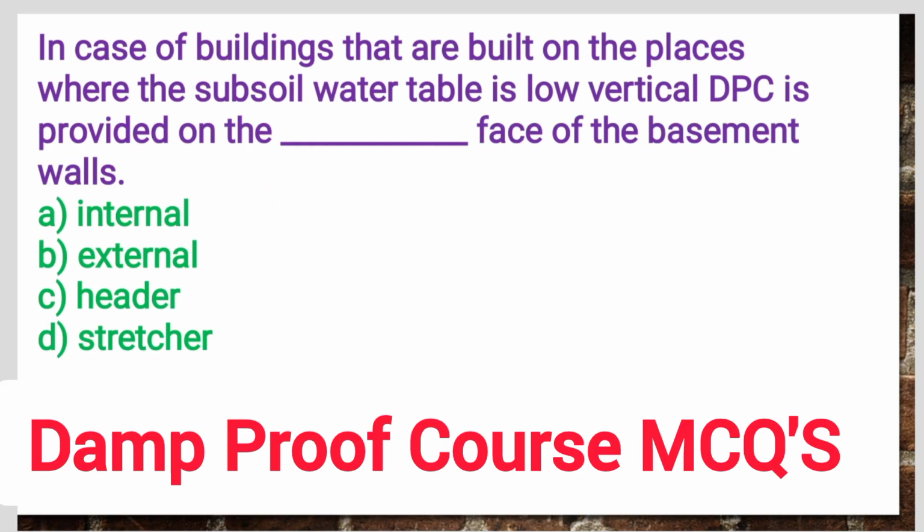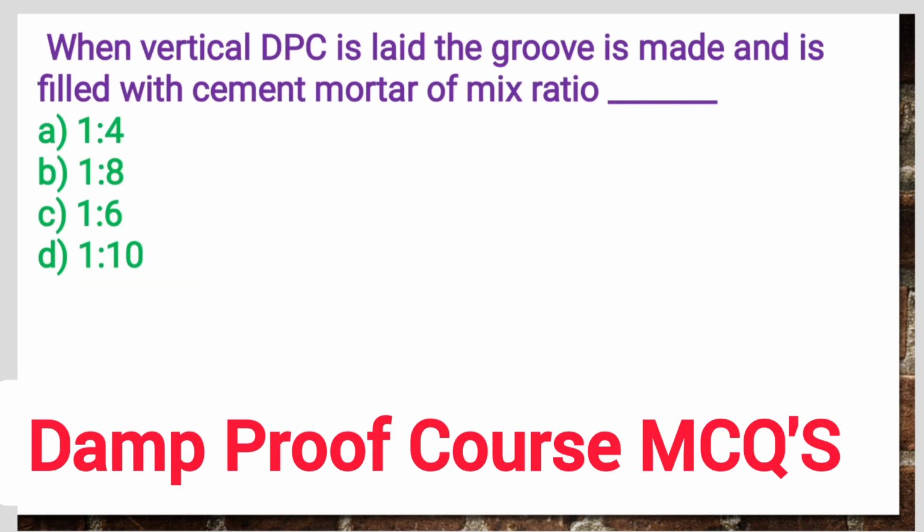Next question, in case of buildings that are built on places where the subsoil water table is low, vertical DPC is provided on the dash face of the basement wall. Option A internal face, option B external face, option C header face, and option D stretcher face. So the correct answer is option B, external face. Next question, when the vertical DPC is laid, a groove is made and filled with the cement mortar with the ratio of option A 1:4, option B 1:8, option C 1:6, and option D 1:10.